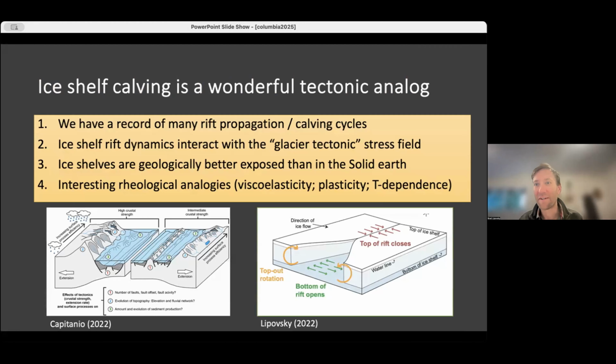Is there an interesting tectonic analogy? Could we all work together? I hope so. I'm curious to hear your questions.